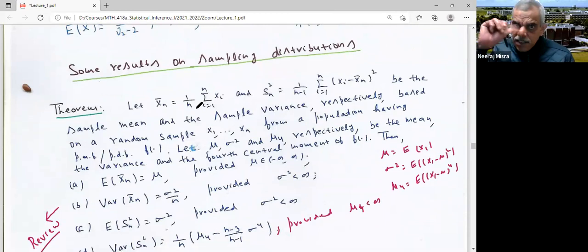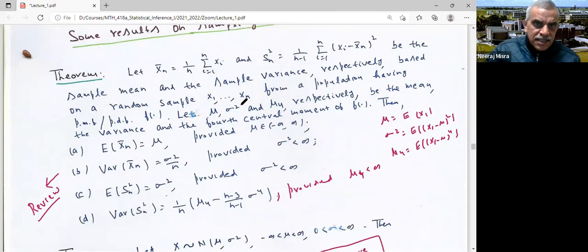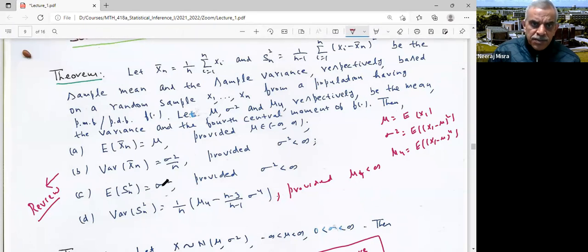The first result which I did was about the sample mean and sample variance from any arbitrary population based on a random sample. If you have a sample mean based on a random sample, its expected value would always be the same as mu. Its variance would be sigma squared by n. The expected value of the sample variance, with the factor 1 upon n minus 1, would always be sigma squared. And the variance of Sn square would be 1 upon n times mu 4 minus (n minus 3)/(n minus 1) sigma 4. So you can derive these results in a straightforward manner.